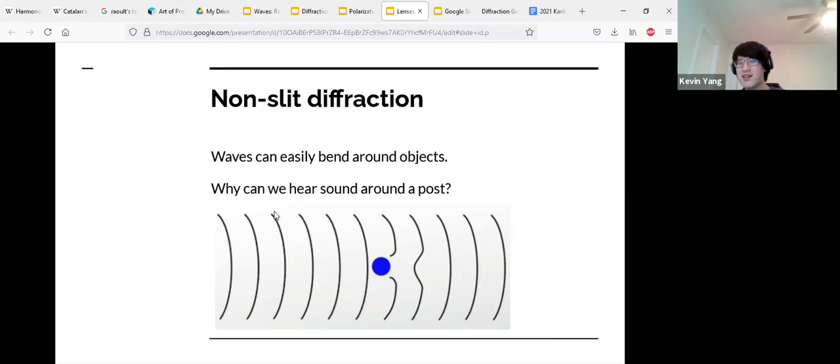This is what makes radio waves useful, right? Radio waves can easily bend around giant buildings, right? If you imagine this is a building and this is a radio wave, the waves can easily bend around these large buildings because of diffraction. It's why we can hear sound around the post, right? Because even though this post is not a slit, right?